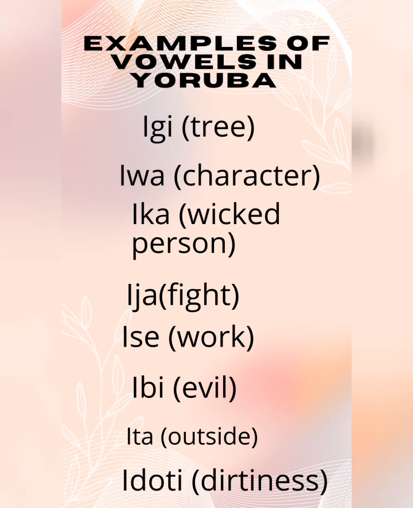It's realized at the beginning. Ìkà. It's realized at the beginning of ìwà too. Ìwà, ìkà, wicked person. Ìjà, this is another negative word. Ìjà, I-J-A, fight. To fight, ìjà.